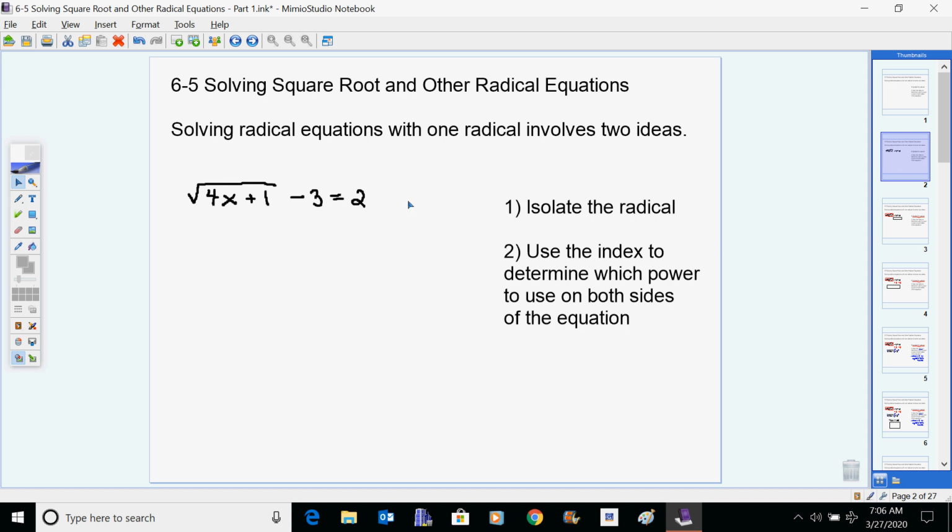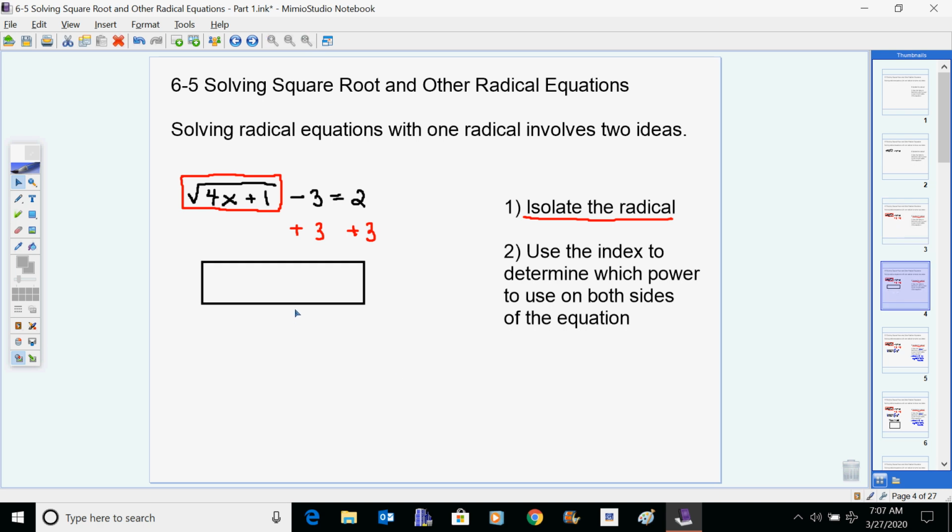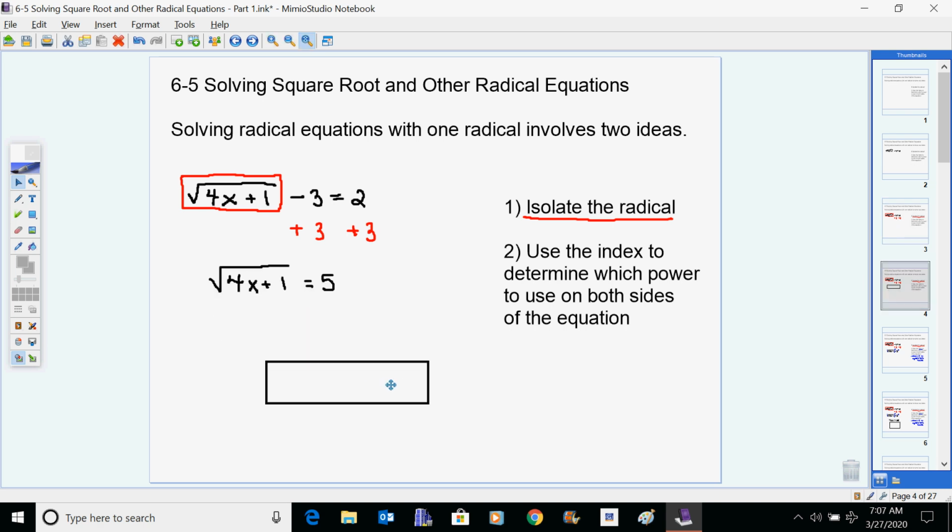All right, so we're going to isolate the radical. What that means is you're thinking about this as its own thing that we're going to get by itself. I'm thinking about this in red as being its own variable. So in order to get rid of this minus 3 that's here, you do what you would always do and add 3 to make that gone. After we add the 3, we end up with 5 on the other side.